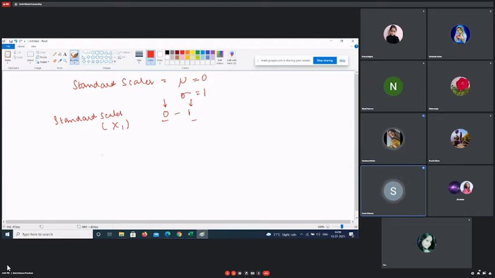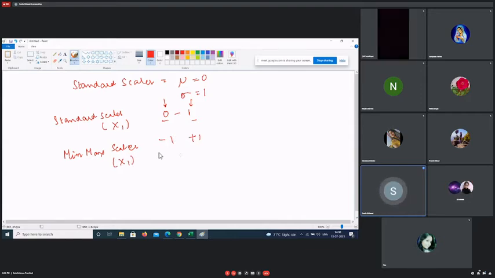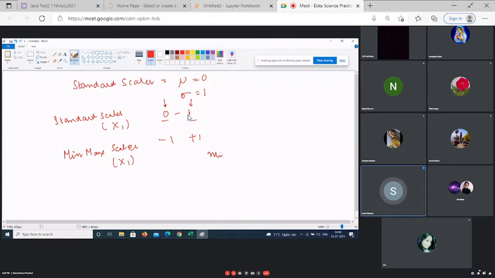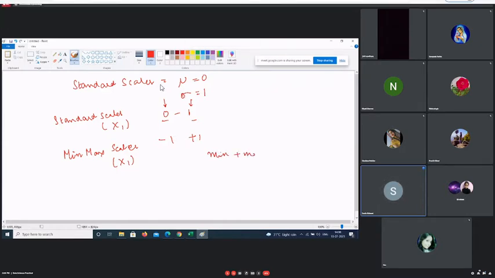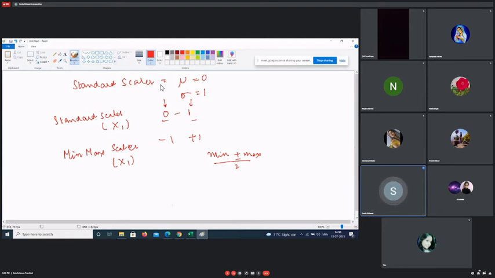Yes, ma'am. Then there is something called MinMaxScaler. It will define the whole data set between -1 and +1. So if I apply MinMaxScaler on x1, it will define all the values between -1 to +1. Basically, it takes the minimum value and the maximum value, plus minus, and works accordingly. Is it okay?